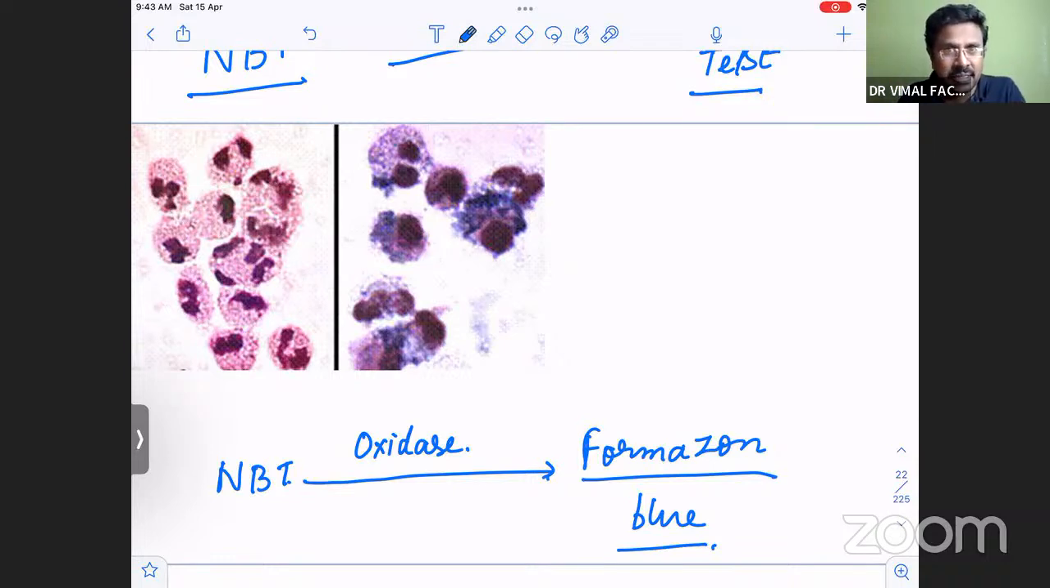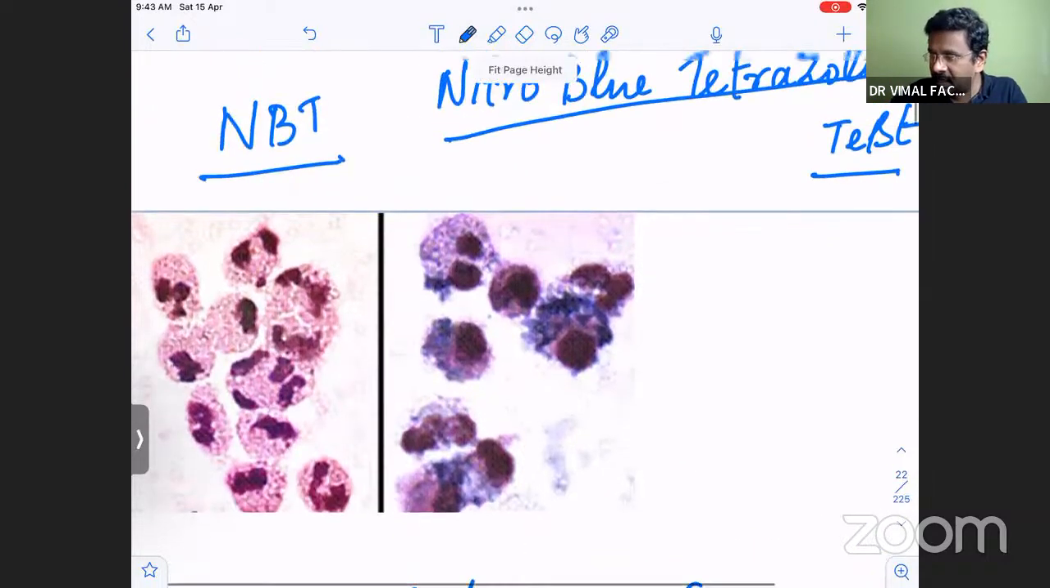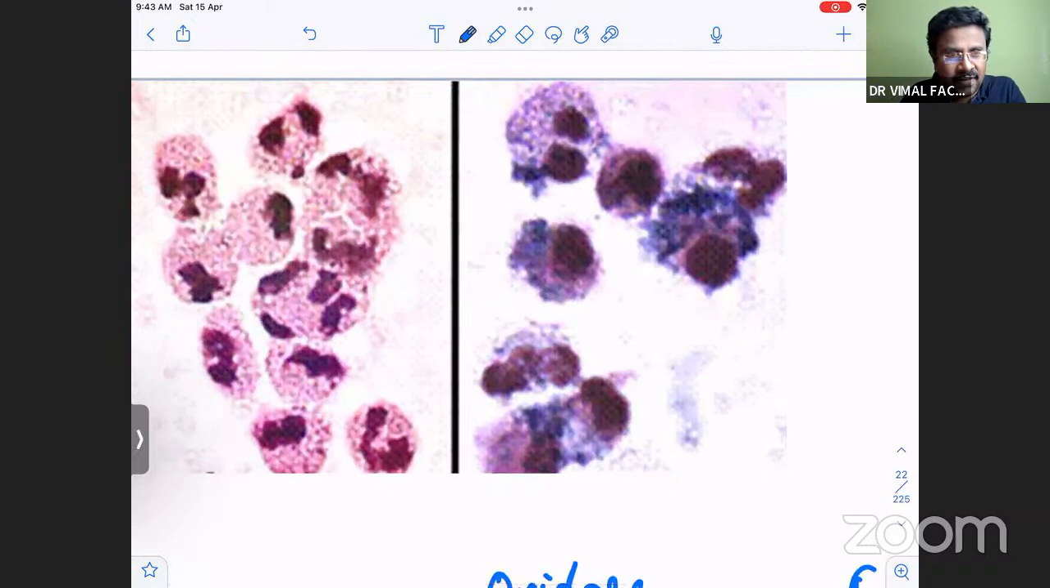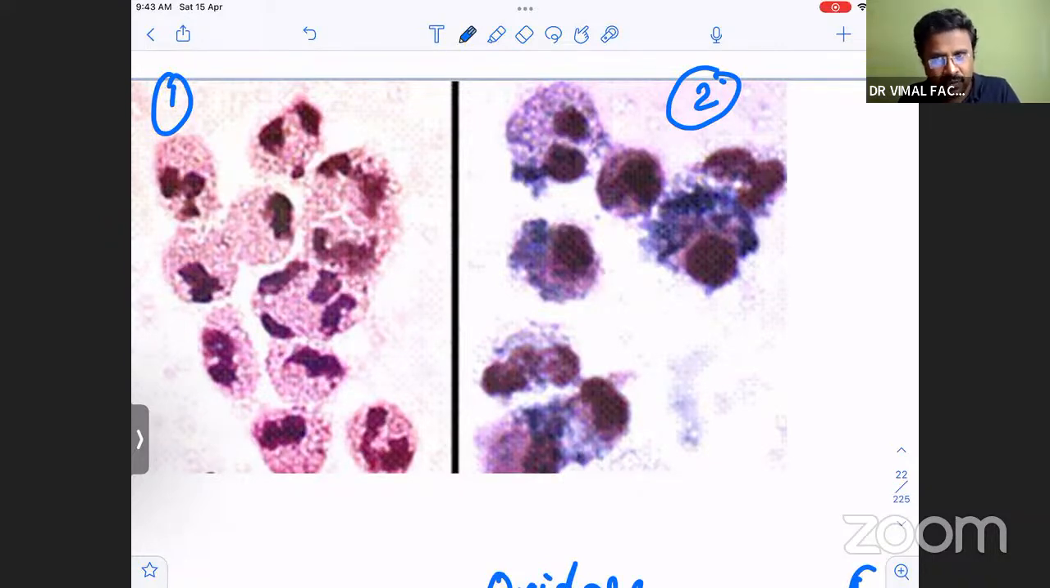I have given you two pictures. Both show neutrophils treated with nitro blue tetrazolium. One is not showing any color change, but the other is showing a blue color change. Now tell me, who is having chronic granulomatous disease? Patient number one or patient number two?